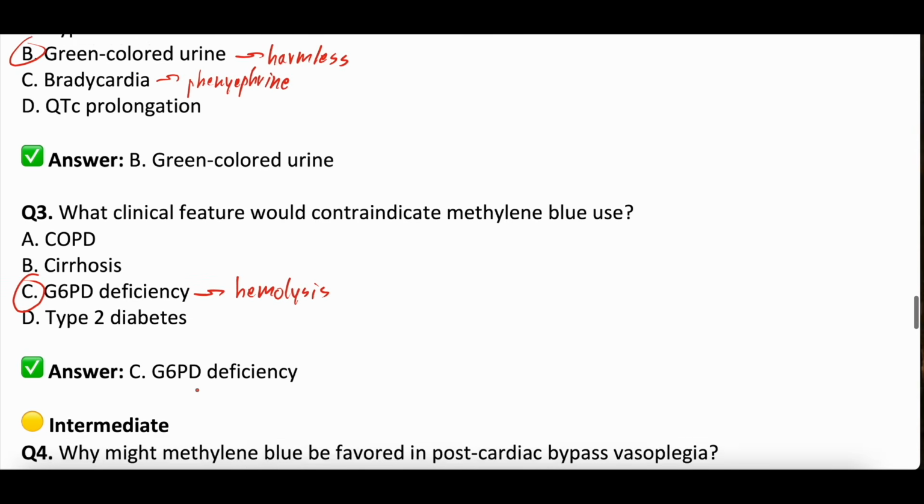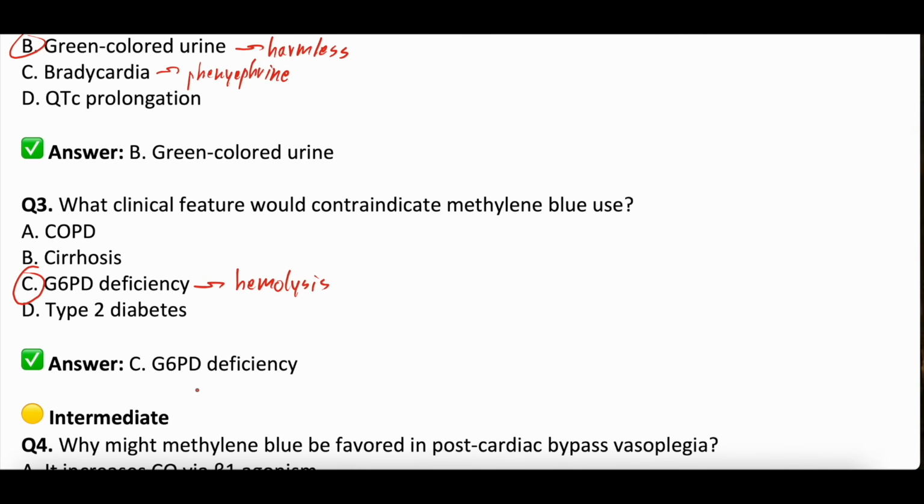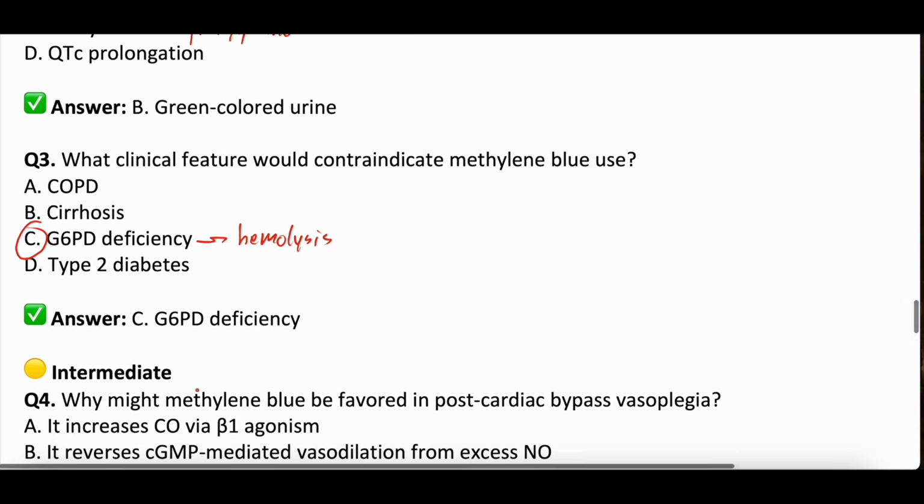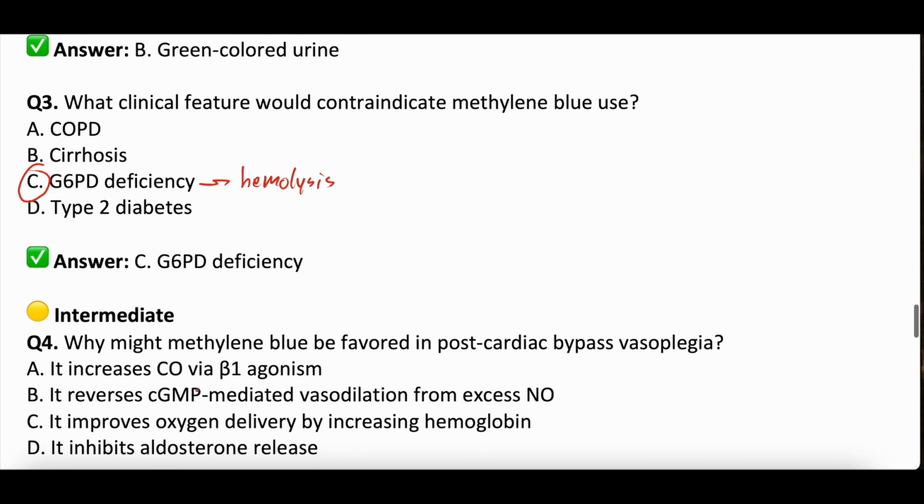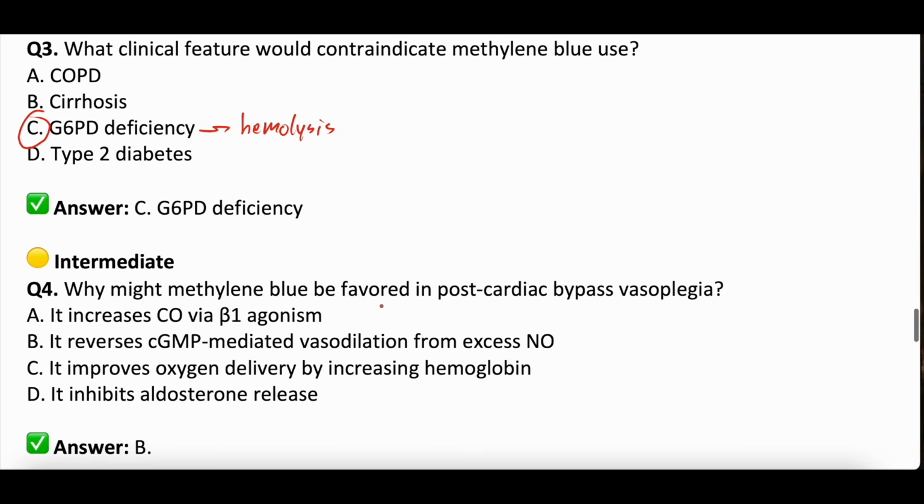All right, are we into intermediate? Yes, intermediate question number 1. Why might methylene blue be favored in post-cardiac bypass vasoplegia? A, it increases cardiac output via beta-1 agonism. B, it reverses cGMP-mediated vasodilation from excess nitric oxide. C, it improves oxygen delivery by increasing hemoglobin. Or D, it inhibits aldosterone release. All right, going into the answer. The answer is, drum roll please, B.